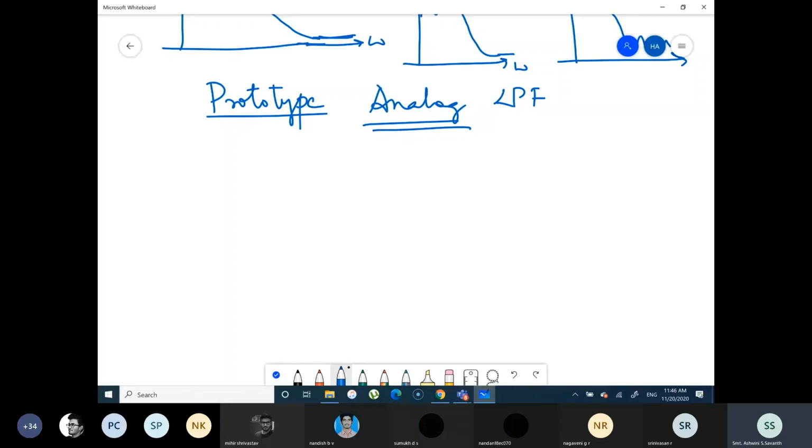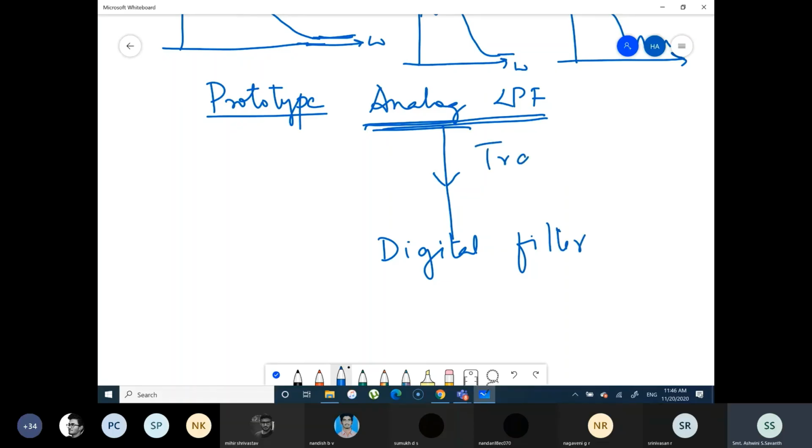We are designing an analog filter first. But what is it that is desired for us? We want to design a digital filter finally. But we only concentrate on designing an analog low pass filter first, and then we are going to convert this analog filter into the corresponding digital filter by applying various transformations. These are called analog to digital transformations.